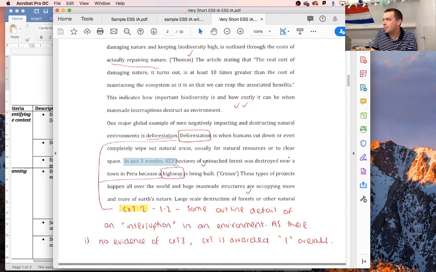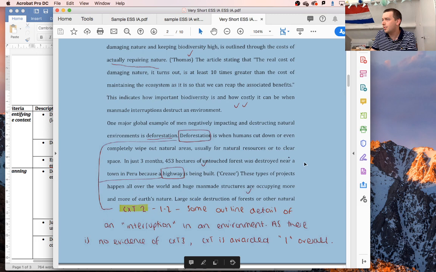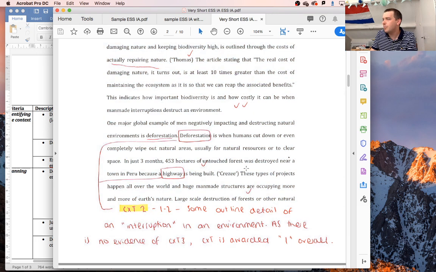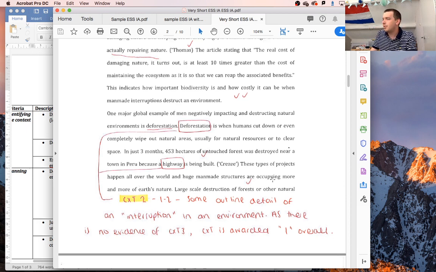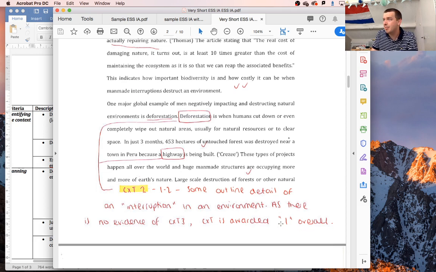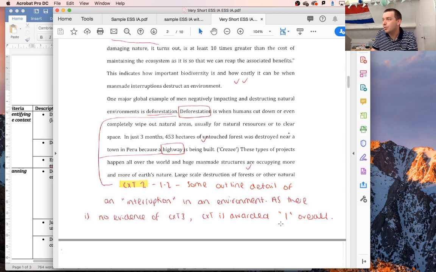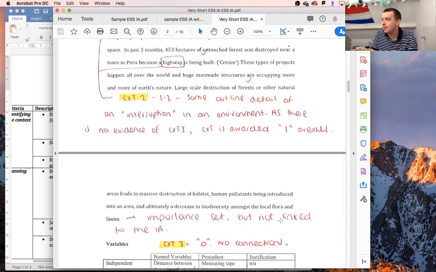In just 3 months, 453 hectares of untouched forest was destroyed near a town in Peru because a highway is being built. It's fantastic. They've picked one specific moment to reference, but this is what a 1 out of 6 context section looks like. And again, these marks were agreed with by the examiner. I can't give people bonus points, sadly, just because I like them, because this was a nice person. I have to know that the examiner is going to accept what I write on the page.